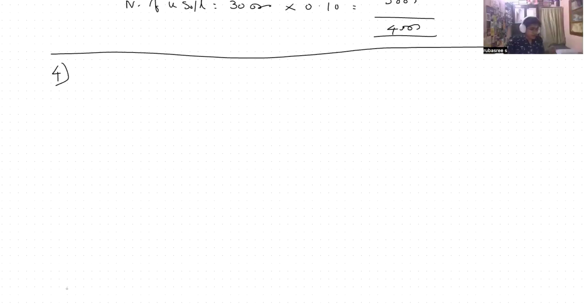Calculate variable overhead absorption rate per machine hour. Variable overhead absorption rate. Am I right? Now, can you please tell me, for 14,500 hours, how much is the total overhead? 3,38,000. 670. For proportionately 15,500 hours, what could be the total overhead? What could be the total overhead?